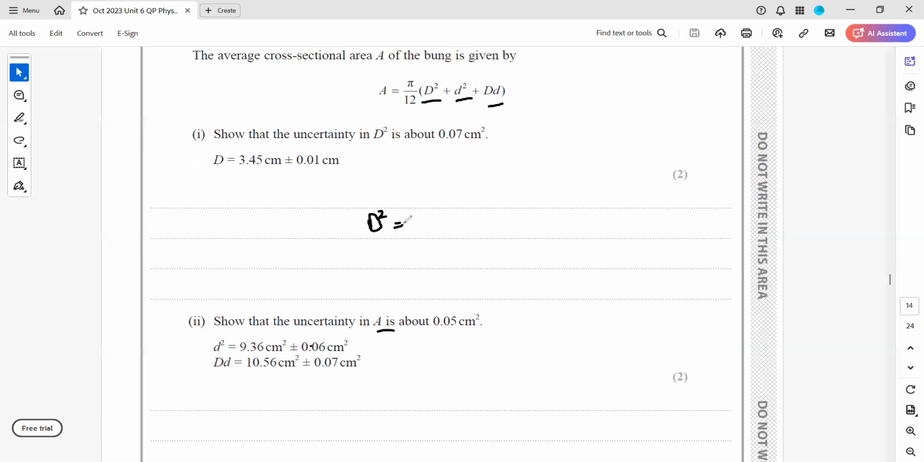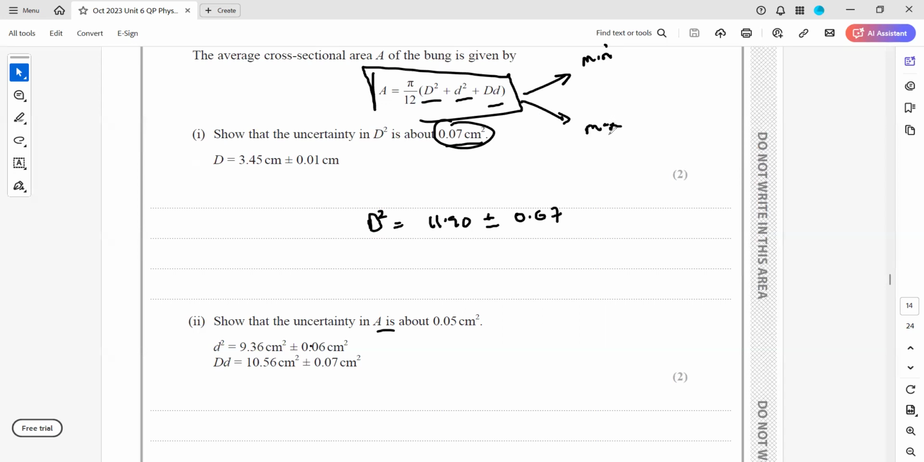3.45 multiplied by 3 is like 11.90. So this is 11.90, with an uncertainty of how much? 0.07. So what we will do for this area, if I substitute these values, I need the minimum value of area from this set of results. Yeah, 0.069, which is rounded off to 0.07. And I need the maximum value.